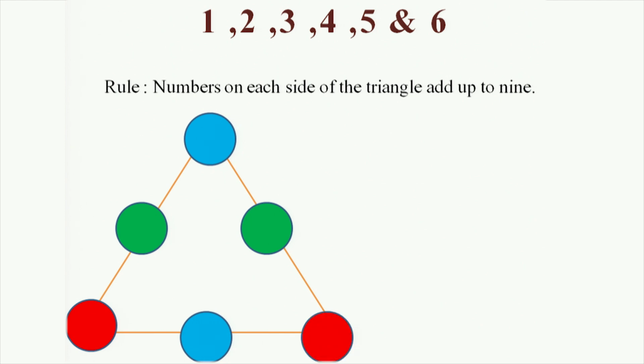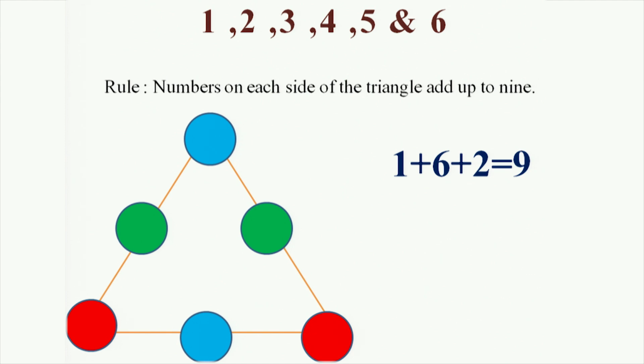Now I have taken the digit 1. Now 1 is the smallest one, so let's take a bigger one. I have taken the digit 6. So 1 plus 6 is 7. Now I will add 2 to this: 7 plus 2, what is it? That is equal to 9. So can we place all these 3 digits on one side? I will put 1, 6, 2, and the sum is equal to 9.